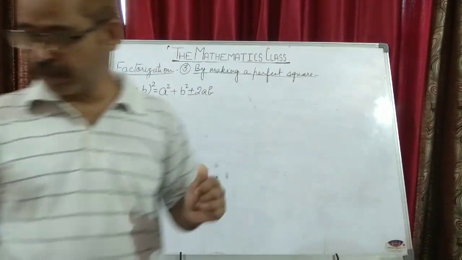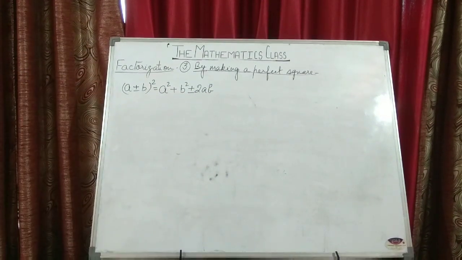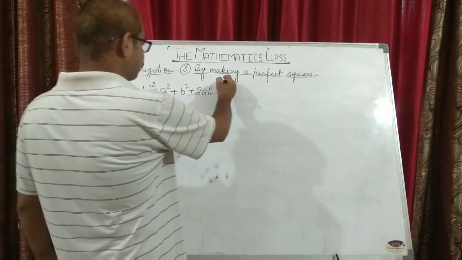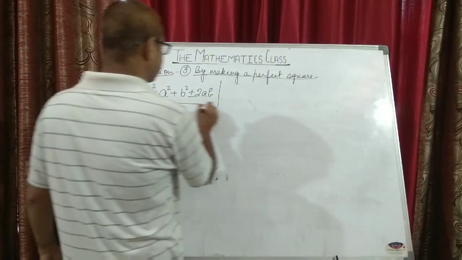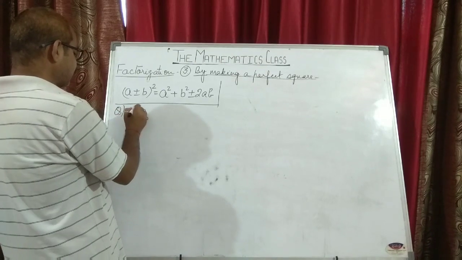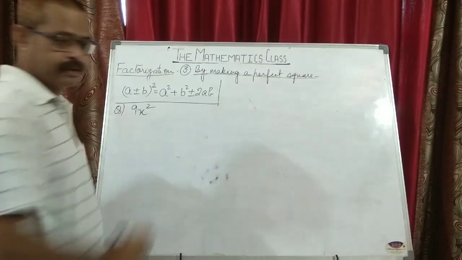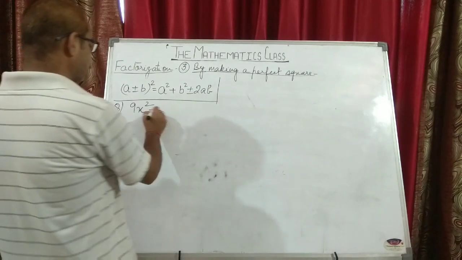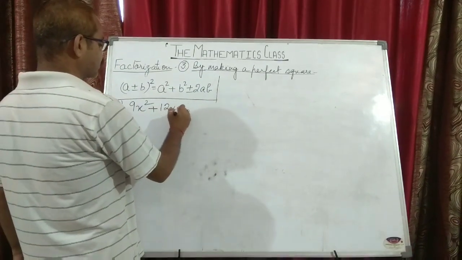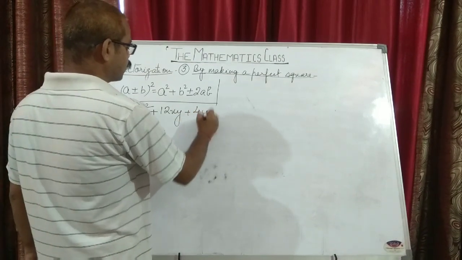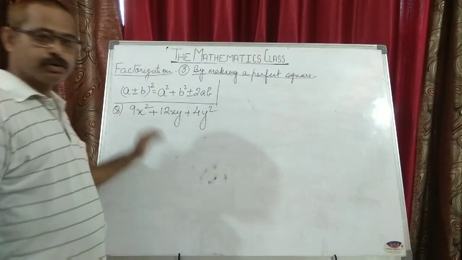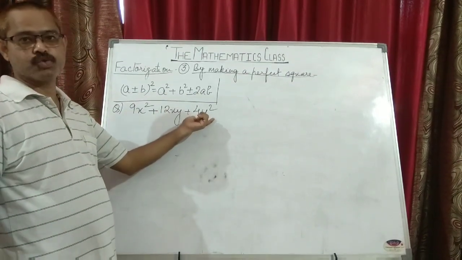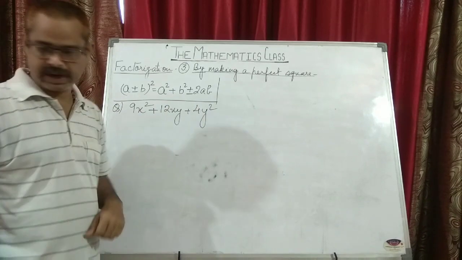I will be taking a simple question based on this. Let's say I am taking the question 9x square plus 12xy plus 4y square. Now this is a trinomial. The first term can be written as 3x whole square, the last as 2y whole square, and the middle term 12xy is 2 times 3x times 2y.